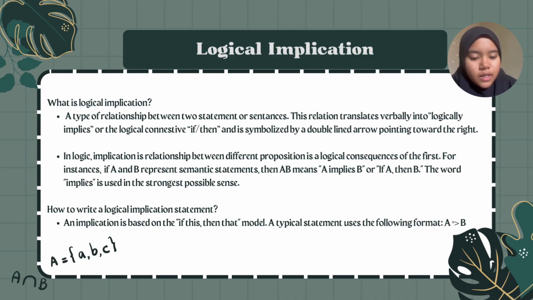In logic, implication is a relationship between propositions where the second is a logical consequence of the first. For instance, if A and B represent semantic statements, then A ⇒ B means A implies B, or if A then B. The word implies is used in the strongest possible sense. How to write logical implication statements? An implication is based on the if-this-then-that model. A typical statement uses the following format: A implies B.